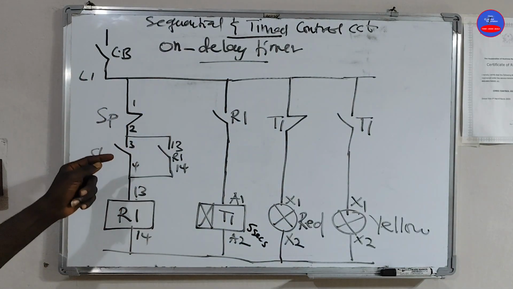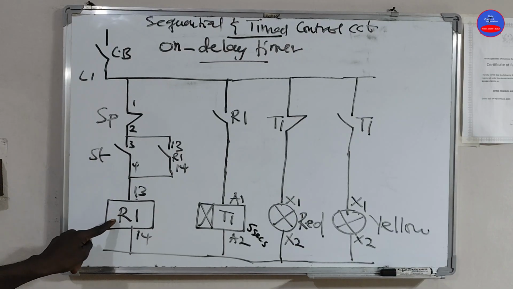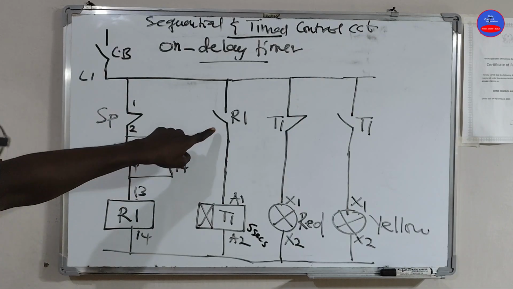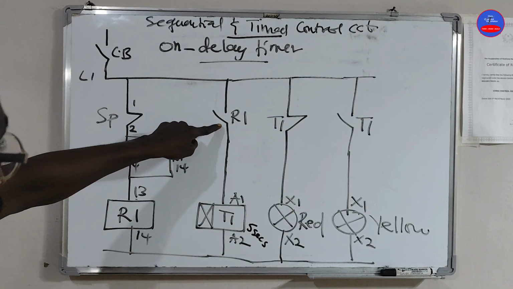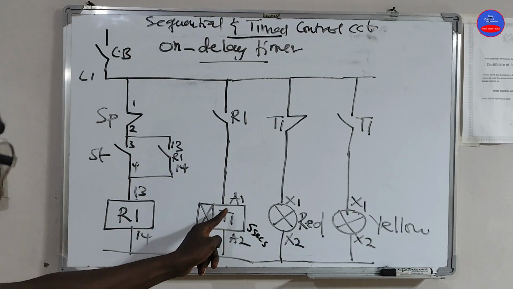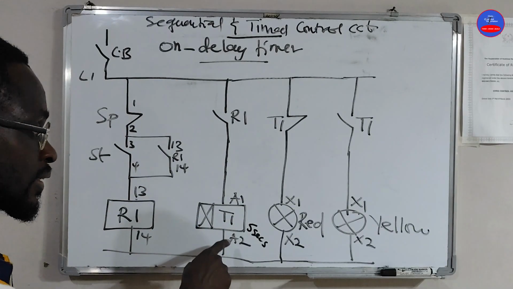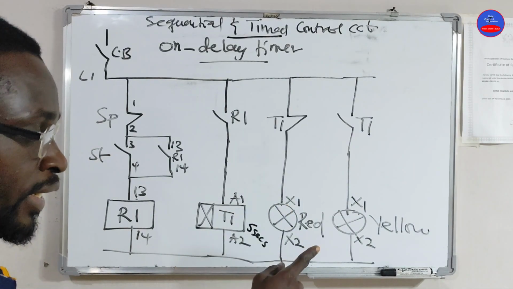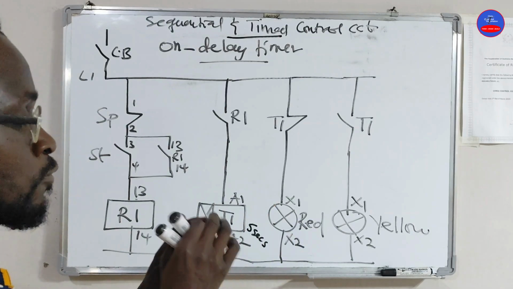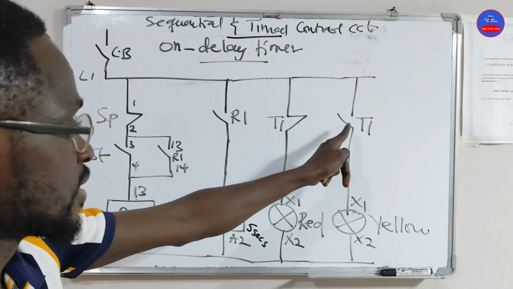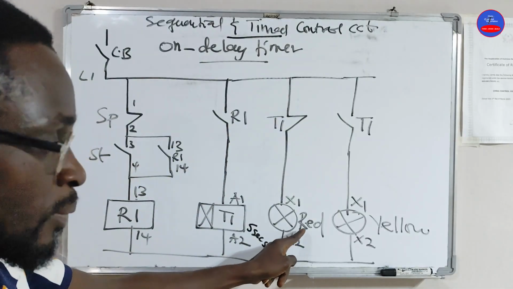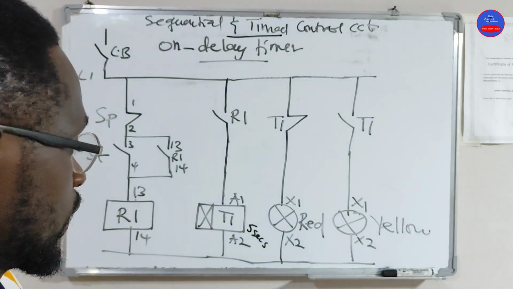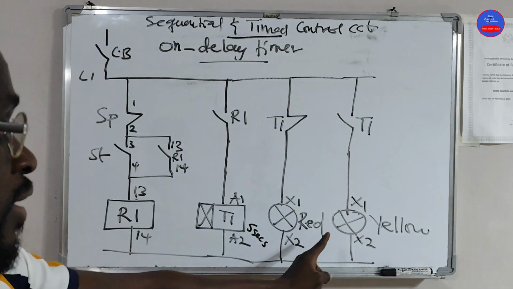Now let's see here. When you press the push button, the R1 will energize. This contact will close to serve as a hold-on for this R1. This contact will also close. So when it closes, current will flow through to energize the timer. When the timer energizes, it starts counting. 1, 2, 3, 4, 5. When you get to 5, these contacts will change their states. This contact will open, and then this red lamp will go off. This contact will close, and then this yellow lamp will come on. So that's how the on-delay timer operates.